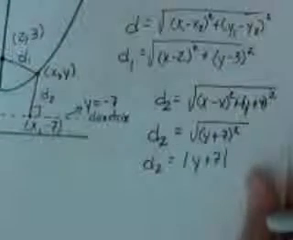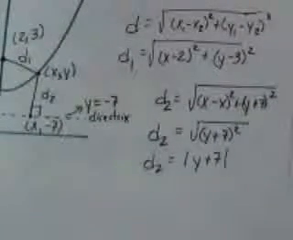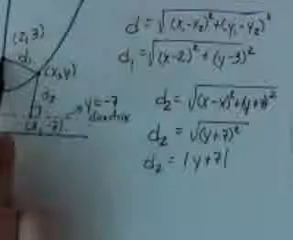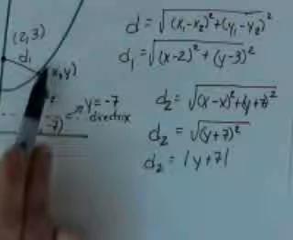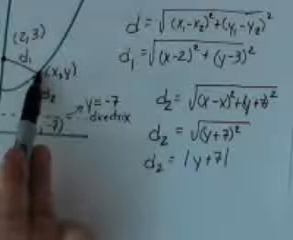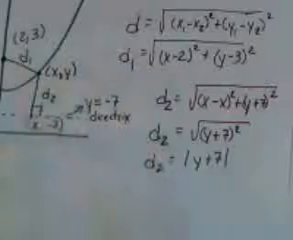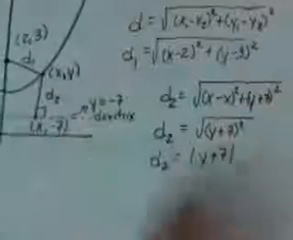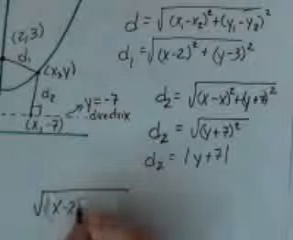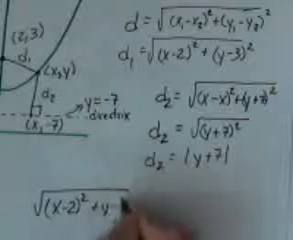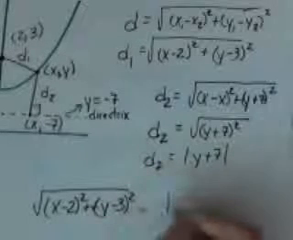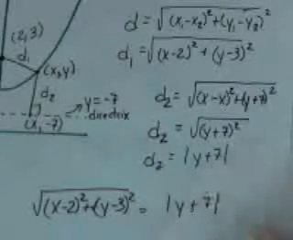So, well, what does that mean? Remember when I said a minute ago that for all parabolas, the distance from the focus to every point on the shape has to be the same as the distance from that point to the directrix. So we know D1 has to be the same as D2. So we have the square root of x minus 2 squared plus y minus 3 squared equals the absolute value of y plus 7.